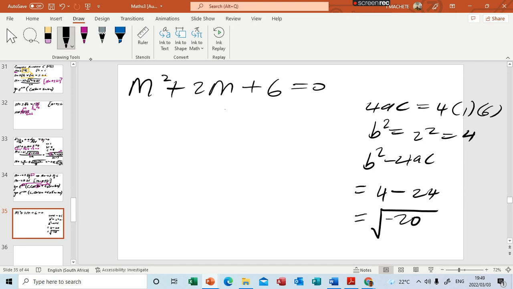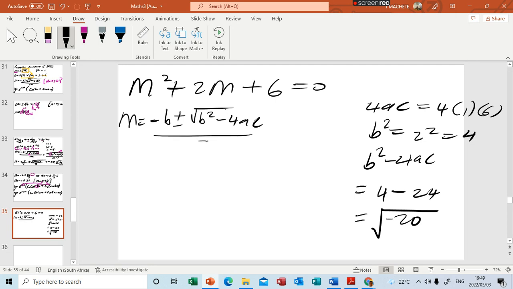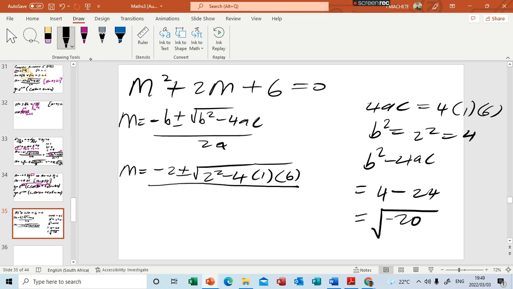So I'm going to say m equals minus b plus or minus the square root of b squared minus 4ac, over 2a. Your m will be equal to minus 2 plus or minus the square root of 2 squared minus 4 multiplied by 1, which is your a, and then 6, all divided by 2a, which is 1. Your m will be equal to minus 2.